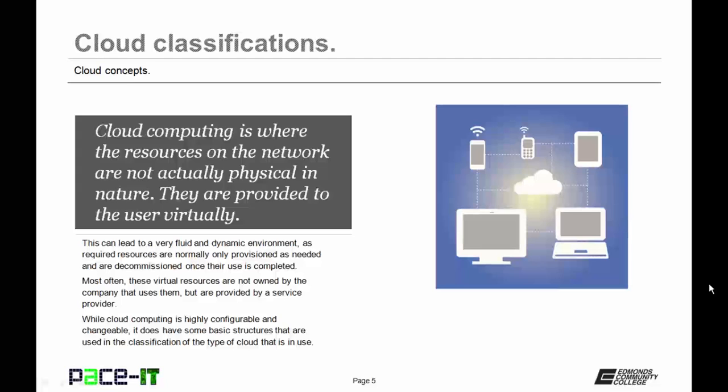Cloud computing is where the resources on the network are not actually physical in nature. They are provided to the user virtually. This can lead to a very fluid and dynamic environment, as required resources are normally only provisioned as needed and they are decommissioned once their use is completed. Most often, these virtual resources are not owned by the company that uses them, but are provided by a cloud service provider. While cloud computing is highly configurable and changeable, it does have some basic structures that are used in the classification of the type of cloud that is in use.